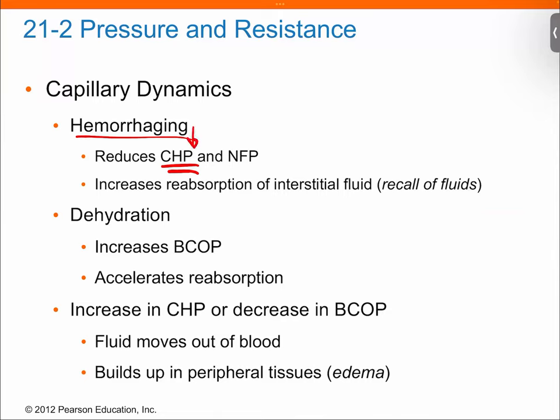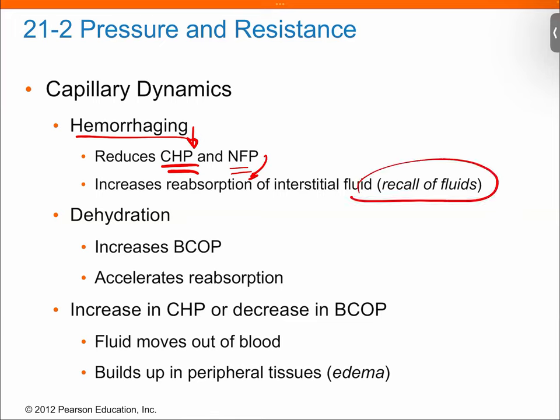So what that basically does is it craters the pressure of your CHP, because that is based on your blood pressure. And then because you're decreasing your CHP, you're going to decrease your NFP as well. Now this favors reabsorption. Remember, as NFP goes down, becomes more negative, that's going to favor reabsorption. And then that's going to take in fluids from your tissues in an attempt ultimately to restore fluid pressure, right? So you want to restore that. And that's called recall of fluids. And so that's one thing you'll do.